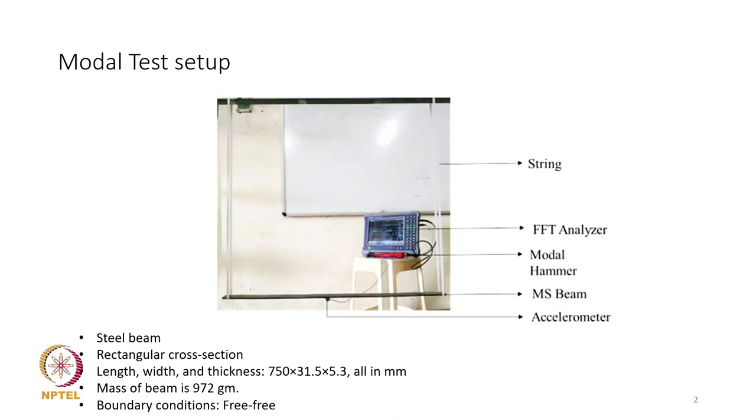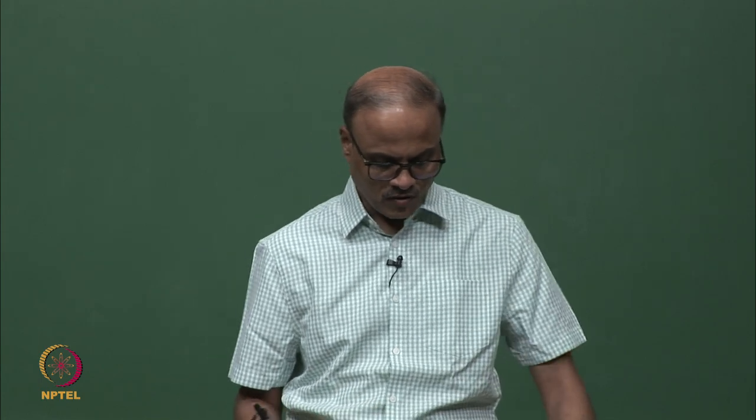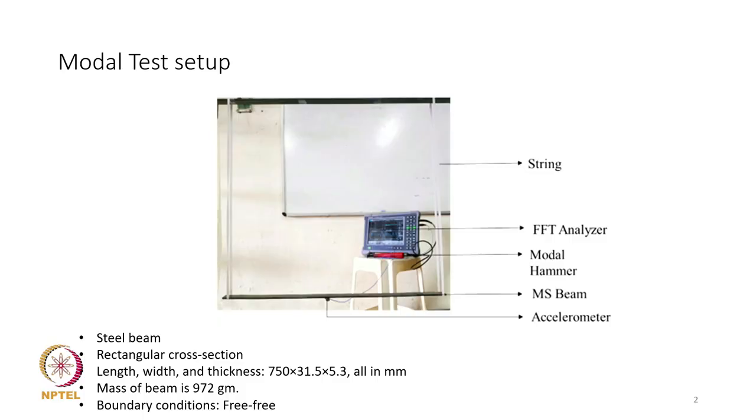So this is the setup for modal test for FRF measurement. You can see we have a steel beam, and that is being supported using soft elastic bands because we want to simulate the free boundary conditions. The beam is of rectangular cross section, and the length, width and thickness of the beam, as shown here, are 750 mm, 31.5 mm, that is the width, and then the beam is 5.3 mm thick.